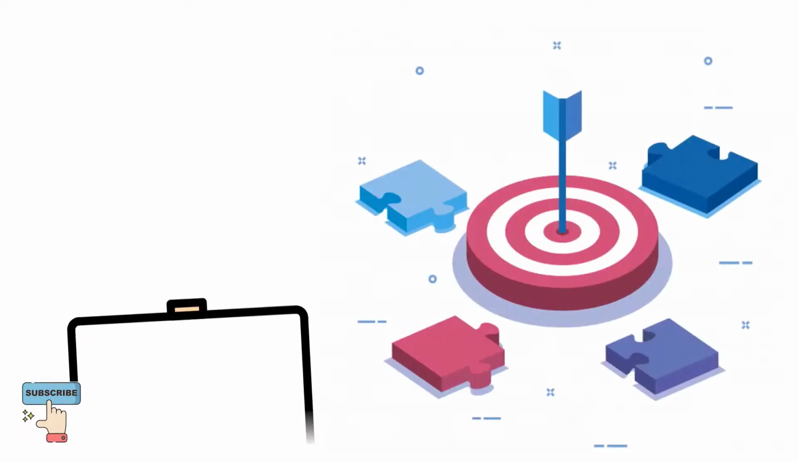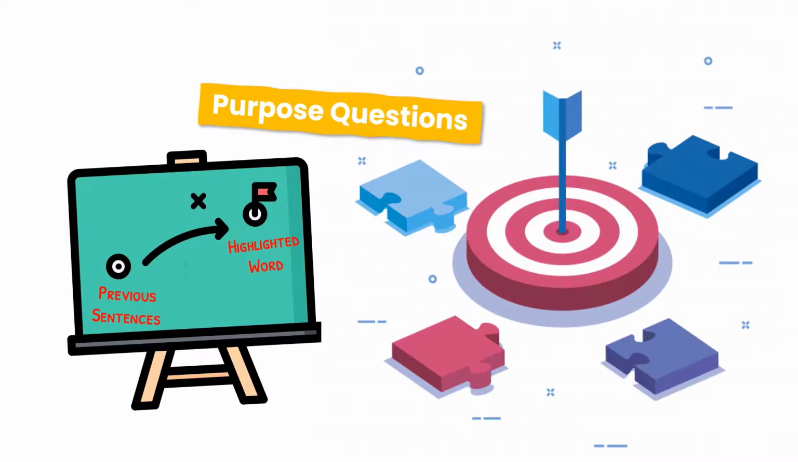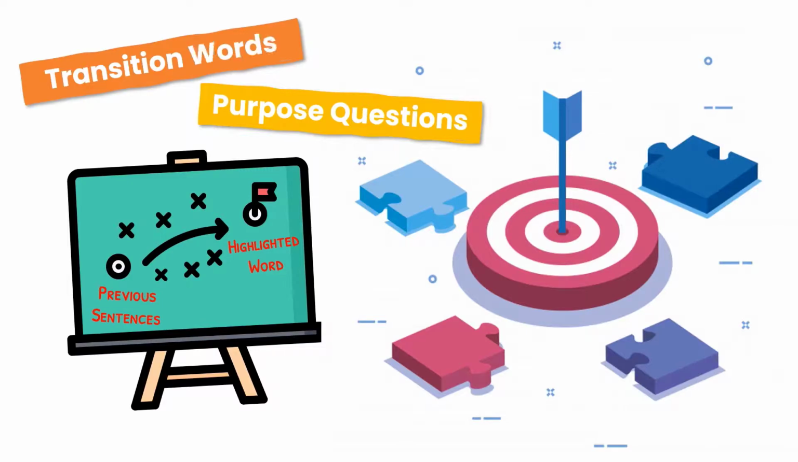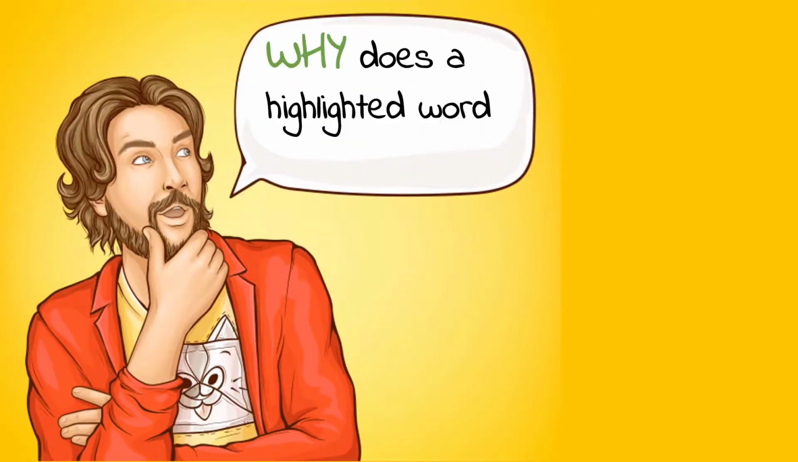As you can see, the main strategy for answering purpose questions is to figure out the relationship between the highlighted word and the sentences around it, especially the sentence before the highlighted word. Pay attention to transition words if there are any. Always ask yourself why the highlighted word needs to be there.